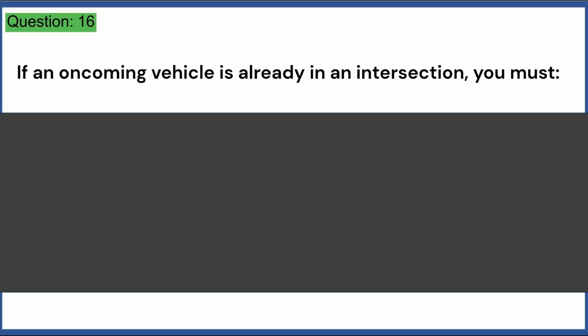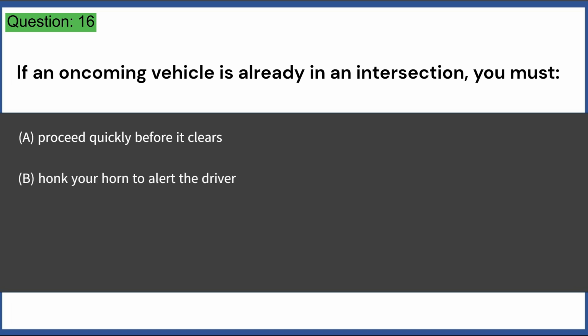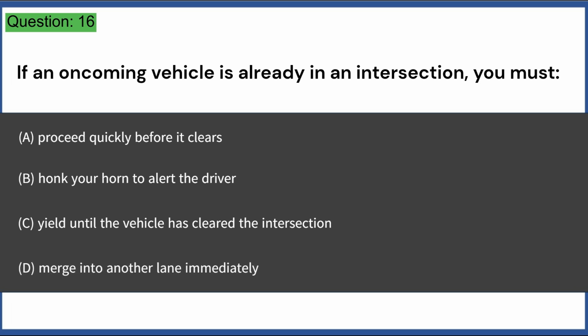If an oncoming vehicle is already in an intersection, you must: A. Proceed quickly before it clears. B. Honk your horn to alert the driver. C. Yield until the vehicle has cleared the intersection. D. Merge into another lane immediately. Answer: C. You must always yield to vehicles already in the intersection to ensure safety.